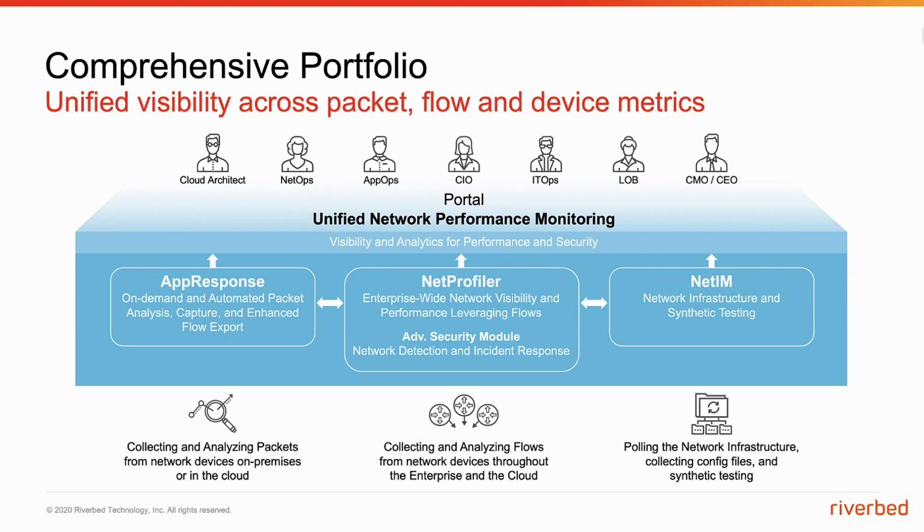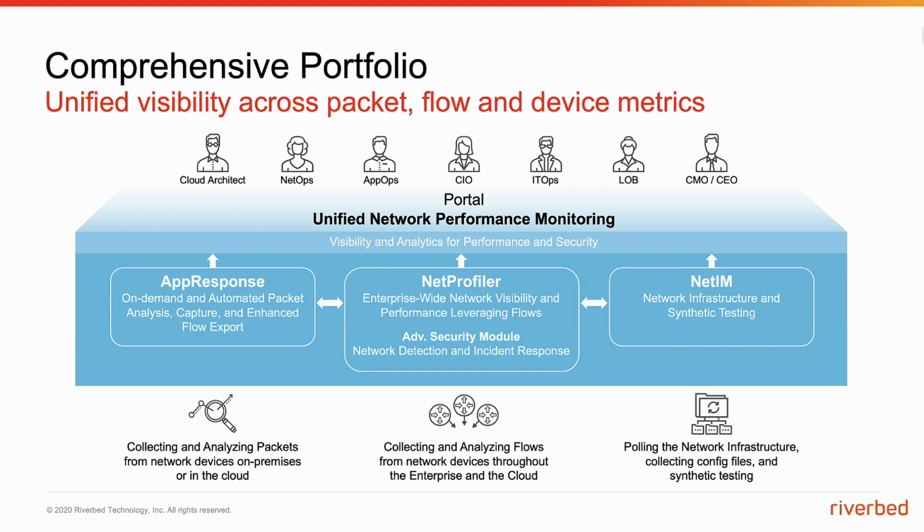Now, this is the first slide that I've shown that actually shows a product name, because I've been talking about our unified NPM solution, right? And that's all encompassing. It's the solution that gives you the visibility you need and plugs all those gaps. And so the way that we do that is through a couple of products. These are key products. We have AppResponse, NetProfiler, and NetIM. And you can see those in the blue section there in the middle.